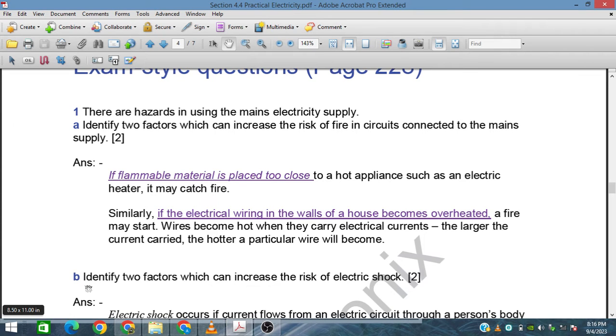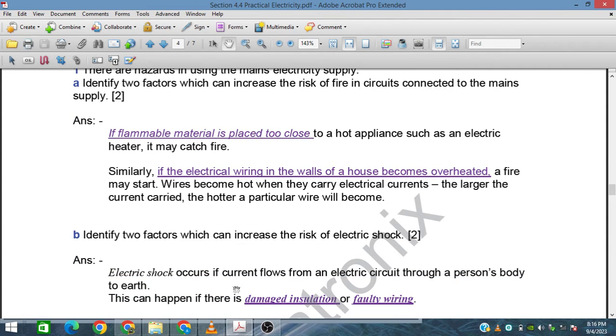Now identify two factors which can increase the risk of electric shocks. Electric shock occurs if current flows through the person's body to the earth. If a person touches a live wire and there is a path for the current through the body to the earth, the person gets an electric shock. It usually happens because of damaged insulation.